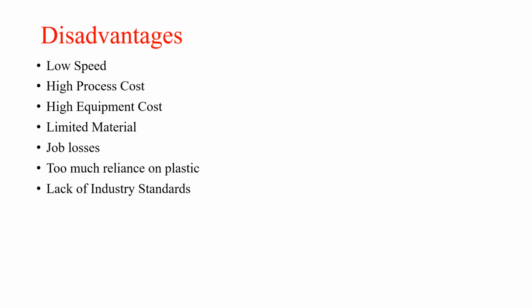Disadvantages of additive manufacturing process: low speed. Like we have seen, if the layer thickness is quite low, then it requires more building time, so that is one of the disadvantages. It requires high process cost, then it requires high equipment cost, limited material. Limited material, that is, it is much more on the plastic side, that is, it mostly uses polymers. Then there are job losses, as we don't require any type of skilled labor for operating this particular 3D printing machine. And last one is lack of industry standards.